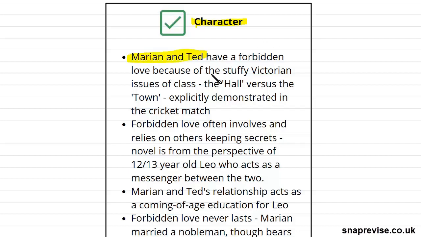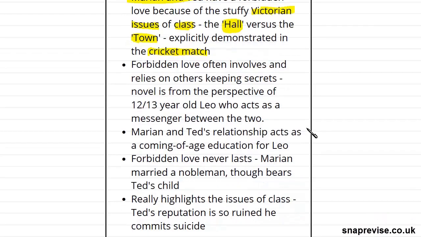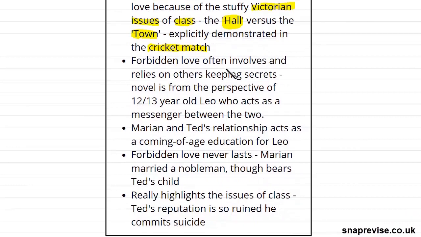They have forbidden love because of the stuffy Victorian issues to do with class. They have the hall where Marianne lives versus the town, which is explicitly demonstrated in the cricket match, where the aristocrats have a cricket match against the village people. Forbidden love often involves and relies on others keeping secrets, and this is where our protagonist comes in.